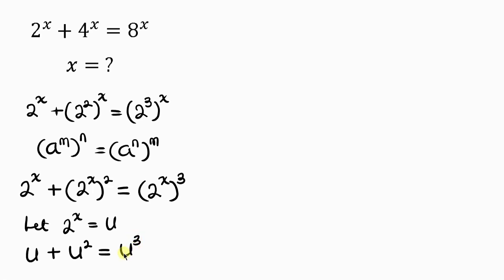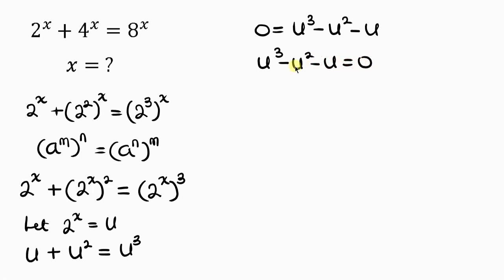Very good. Now our next step will be for us to move every other thing on the left to the right hand side. Now on the right hand side, I've got u cubed. As u squared crosses to the right, it becomes minus u squared. And as u crosses to the right, it becomes minus u. Now, what remains on the left is 0. Well, this is the same as u cubed minus u squared minus u equal to 0, flipping the positions.